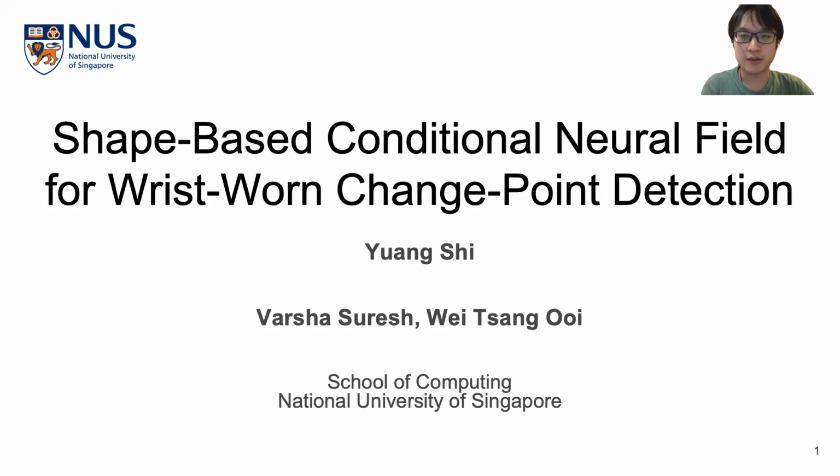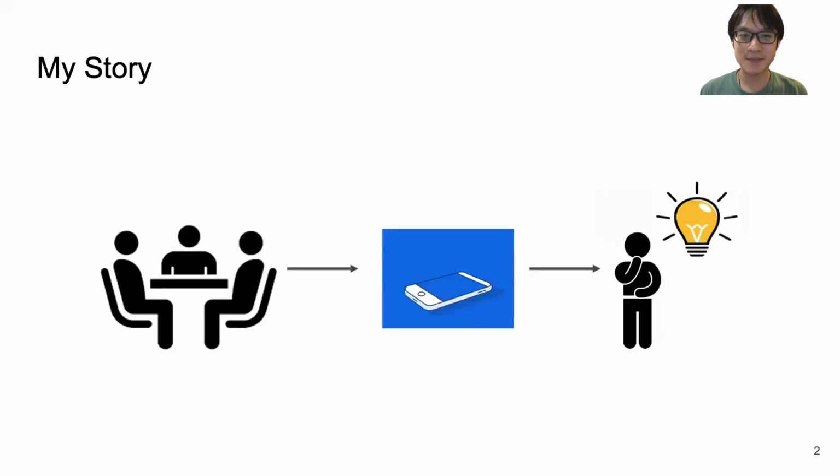I'm Yang, and here I'd like to introduce our paper, Shape-Based Conditional Neural Field for Wrist-worn Change Point Detection. This research comes from a story between me and my supervisor, Professor Oi. Last year, I went to his office and talked with him about my master's thesis.